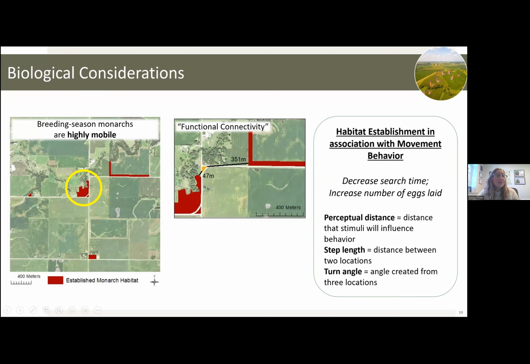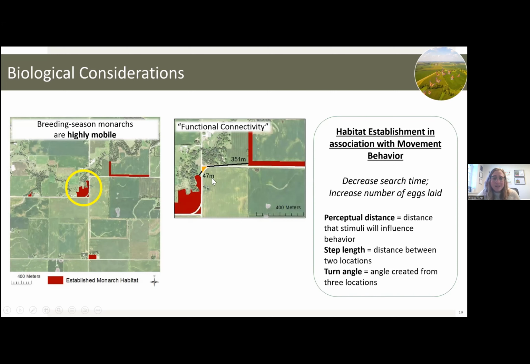So while I talk about this research project, I'm going to use a few terms, one of them being perceptual distance. This is the distance that a stimulus will influence the behavior of a butterfly. The next one is step length. This is just the distance between two locations. And the final is turn angle. And this is the angle created for movement.